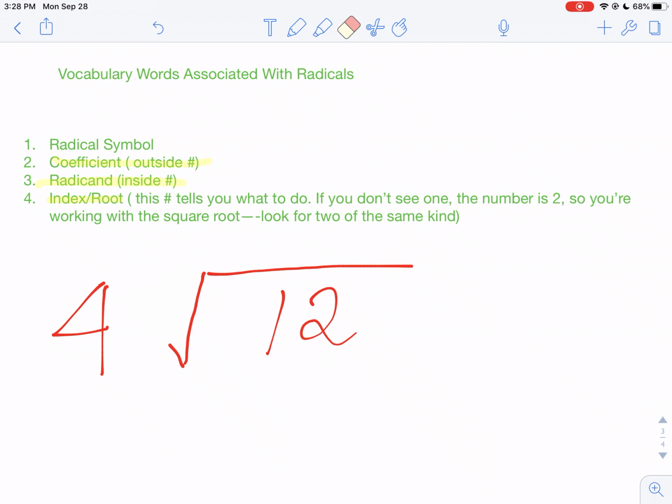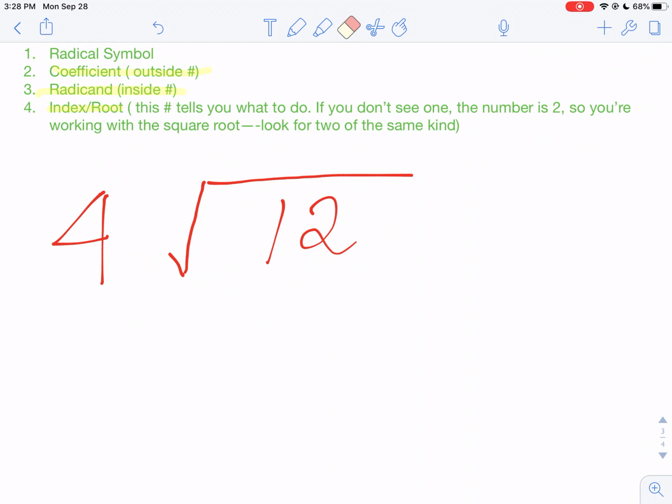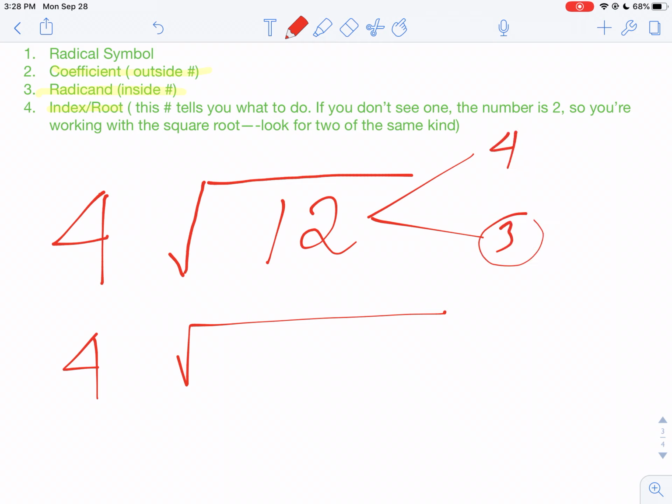So how do you simplify a problem like 4 radical 12? The first thing you want to do is break down the radicand, the inside number. The 4 is good, I'm going to leave it here. And I'm going to break down the 12 into its prime factorization. That's 4 times 3. You can't break down the 3 anymore, but you can break down the 4: 2 times 2. So the prime factorization of 12 is actually 2 times 2 times 3. That's 4 times 3, which is 12.